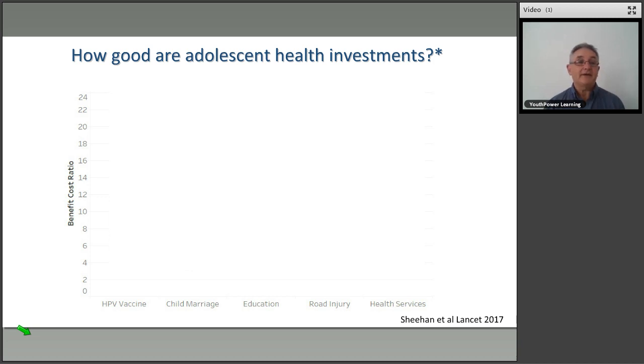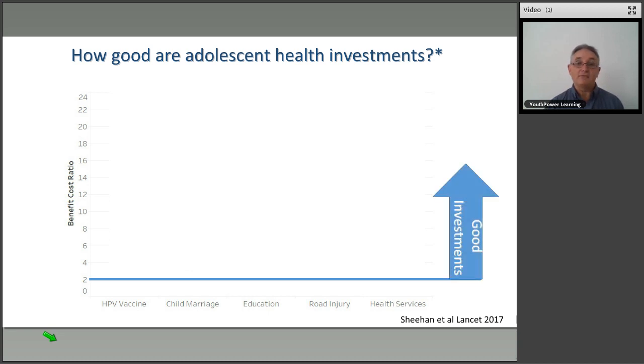If you look at investments such as those in infrastructure projects, so this is investments in power plants, roads, bridges, that kind of thing, a benefit-cost ratio of 2 is generally viewed as a good investment. Anything above that is a really good investment. So what do they look like?